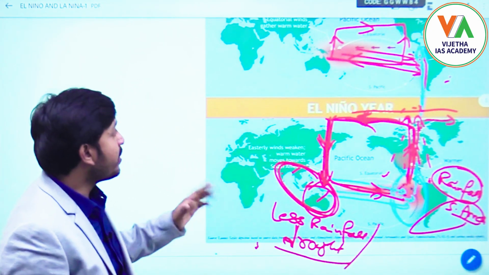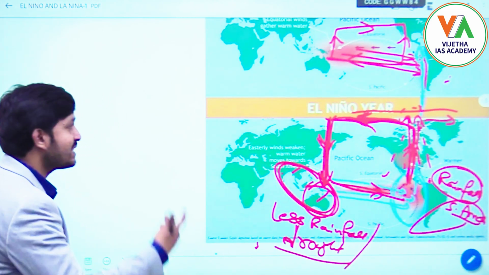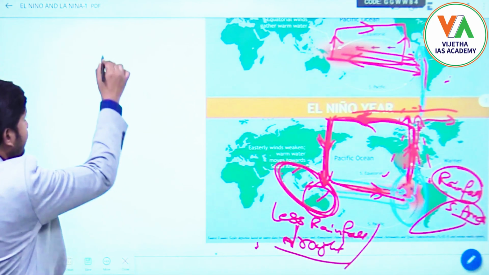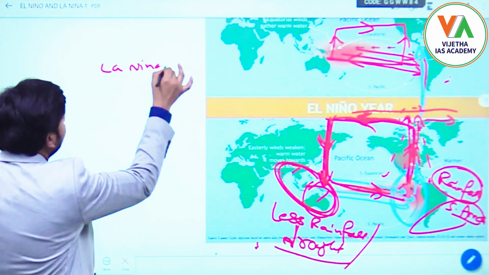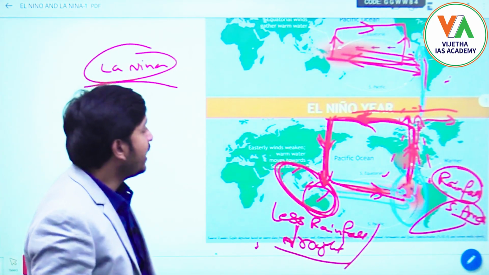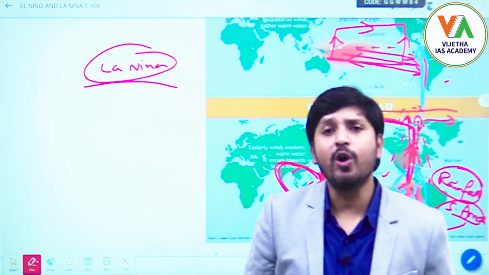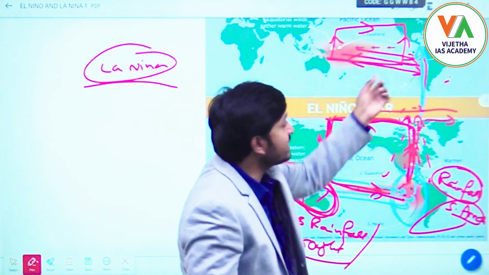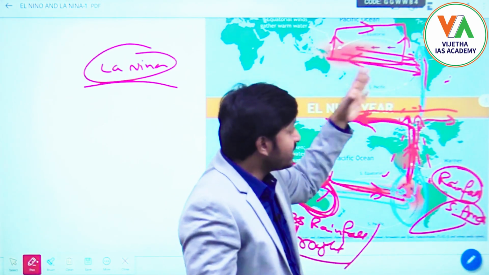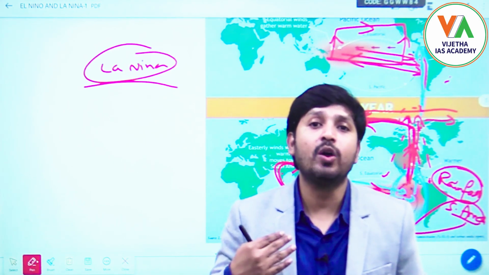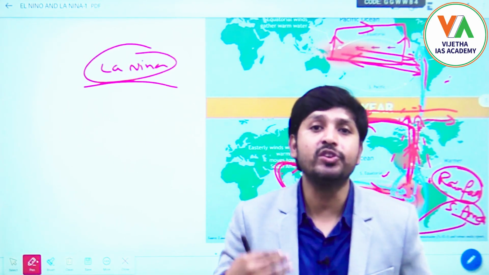Is it clear? Done. So there is one more associated phenomenon with this El-Nino, which is called La Nina. Okay, La Nina is nothing but intensification of the Walker cycle. It is the same Walker cycle, meaning whatever phenomena are seen during a normal year are seen during La Nina, but there is an intensification of the normal year, or intensification of the Walker cycle.